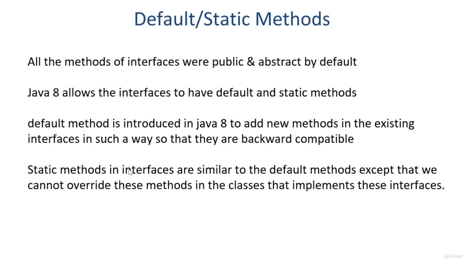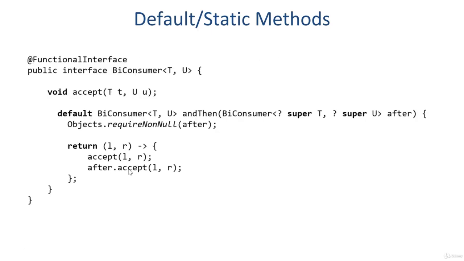Static methods in interfaces are similar to the default methods, except that we cannot override these methods in the classes implementing these interfaces. Now let's look at an example of an interface which has a default method.